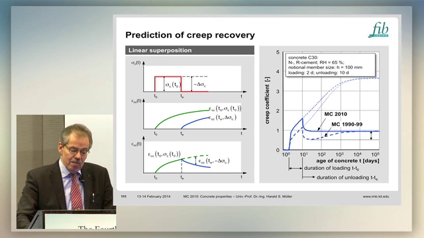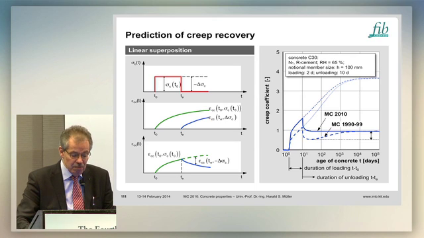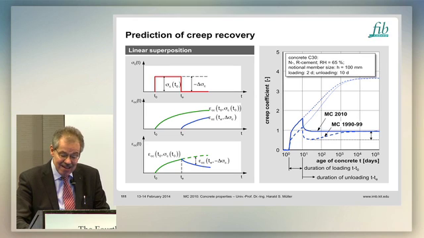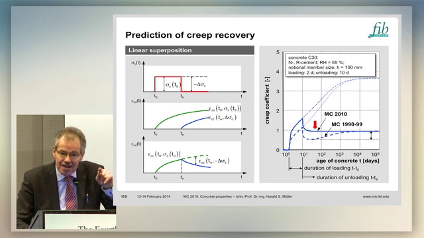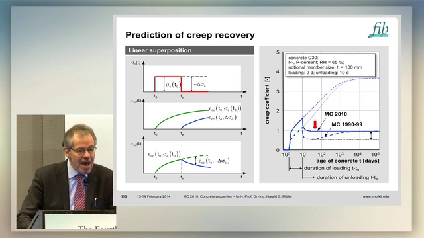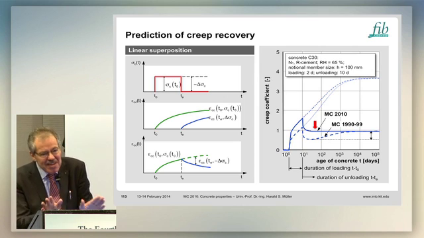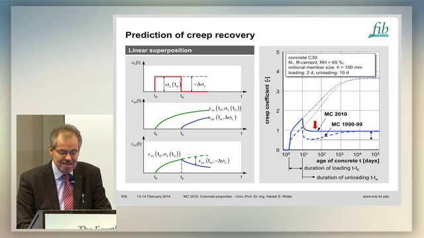Well, if you need a prediction of creep recovery, you have to apply the principle of superposition, as shown on the left-hand side. And if you do it with Model Code 90, you end up with this curve. You have a strain reversal, which is wrong, which is a weakness of the product type approach. Now we modify this product type approach by this exponent I mentioned, and you get the absolutely right prediction of creep recovery, with a linear model. Normally you only cover this with a nonlinear model. Now we have a linear model covering this interesting aspect.